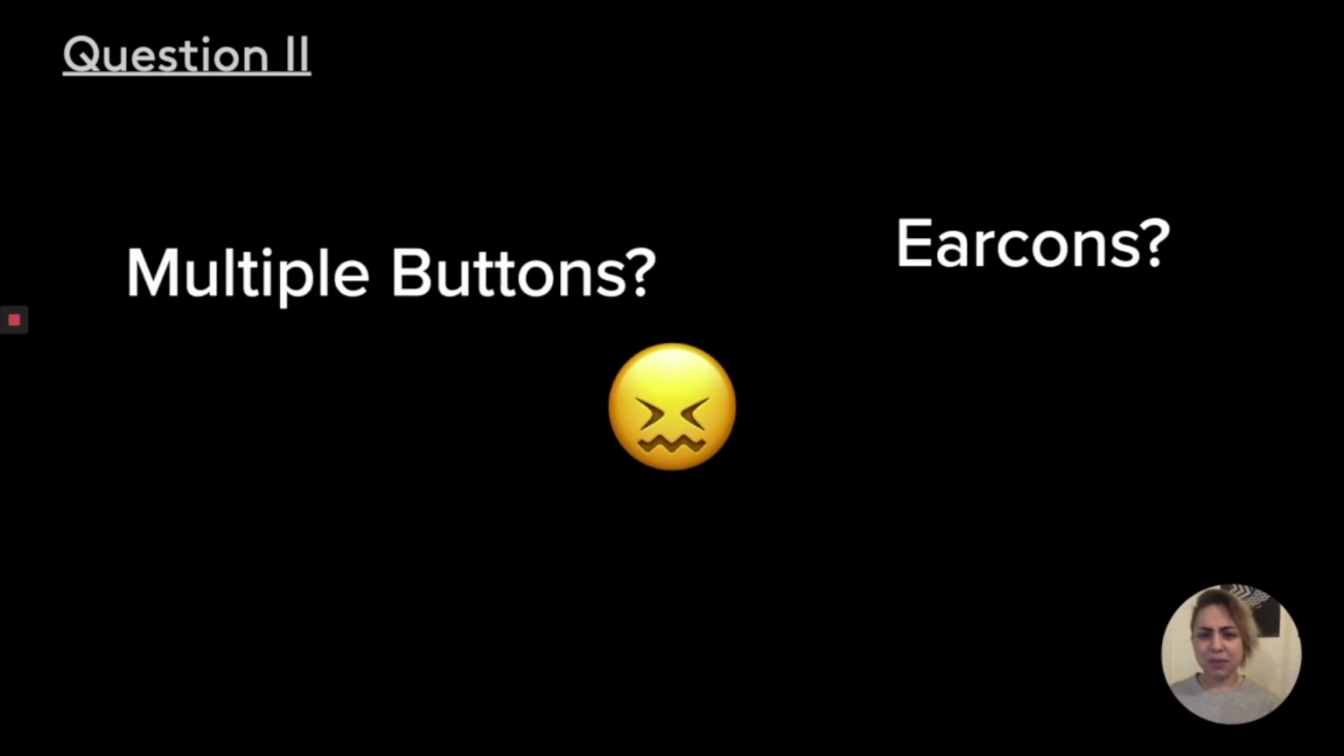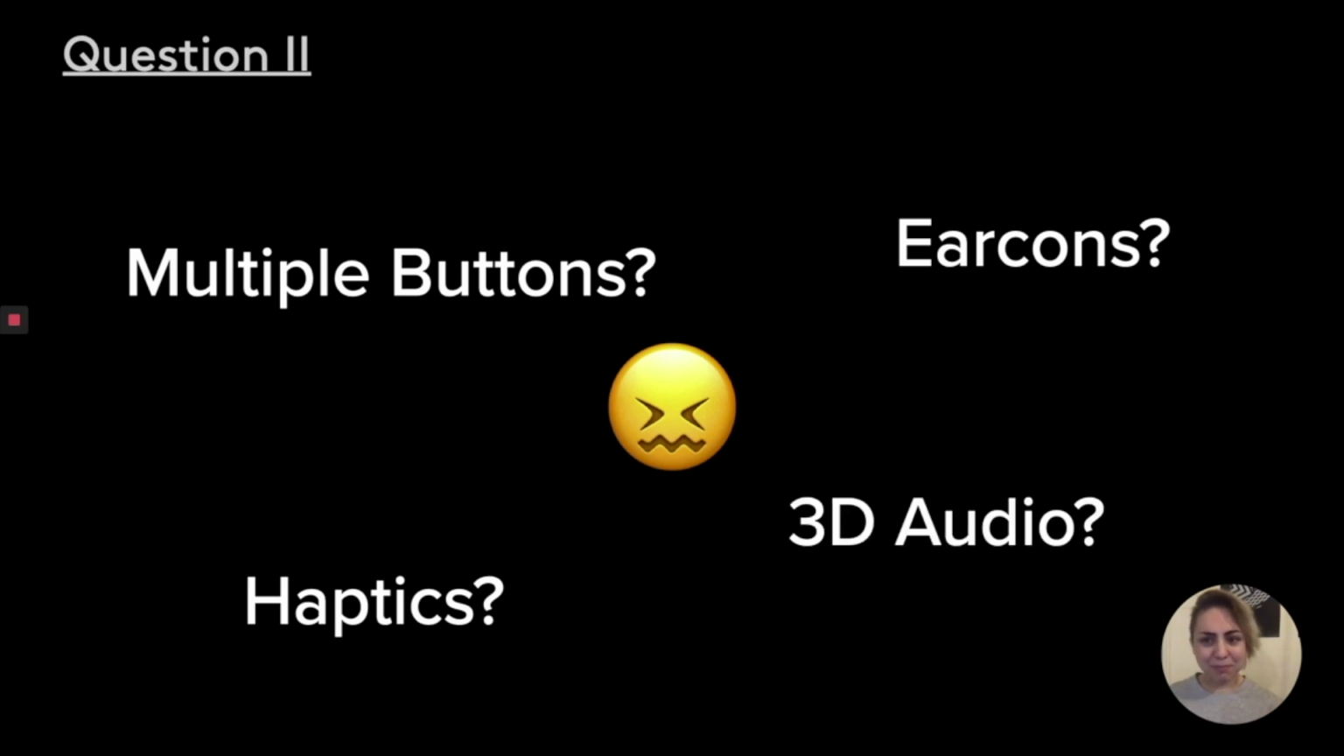But that could get pretty annoying, so maybe there's a way that we can use earcons instead to say when the button turned on or off. But then what if there are multiple buttons? Do we maybe try to use some haptics as well? Or how about 3D audio? Could that help? Maybe. I don't have specific answers to these questions, but I do want to challenge you all to give them a really good think.